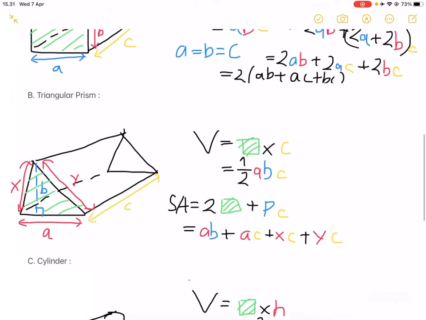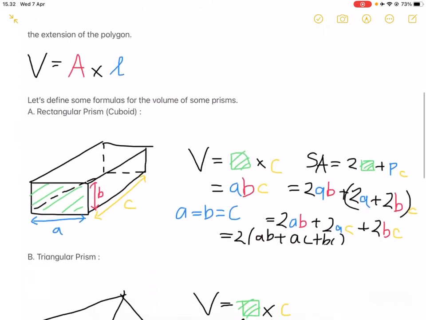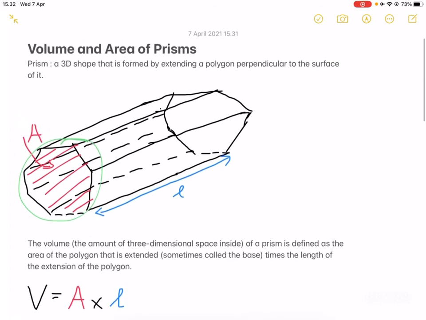Although for the triangular prisms and possibly other prisms with different shapes as their base, it's okay to represent the p as itself, because introducing some variables as the size of the polygons will be pretty difficult. So yeah, anyways, let's jump into some example questions on volume and surface area.